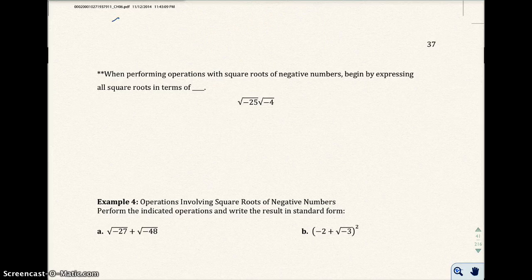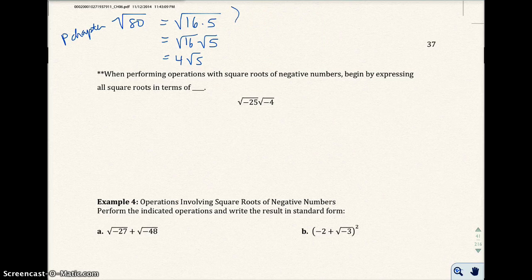So before we talked about the square root of 80, and we were able to simplify that by finding the greatest perfect square factor inside there. So I would have had square root of 16 times 5, square root of 16, square root of 5, which is 4 square root of 5. That was from the P chapter. But what if I had the square root of negative 80, and I want to simplify that?